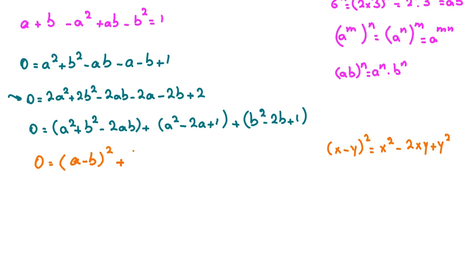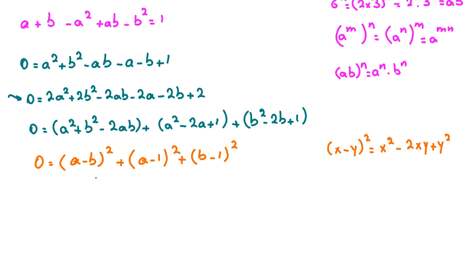You can pause the video and try to find first on your own. a squared minus 2a plus 1. If we use this, it will be a minus 1 whole squared. And next one, this one, it will be b minus 1 whole squared. Now, we want to use this idea. Sum of 3 squares equal to 0.